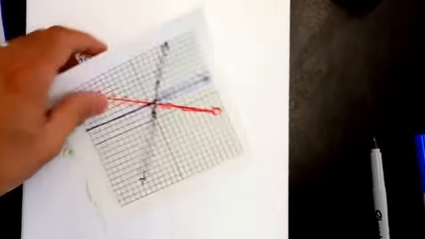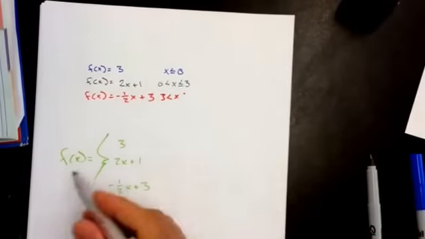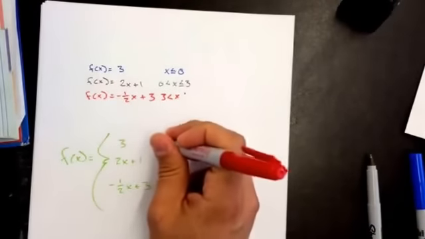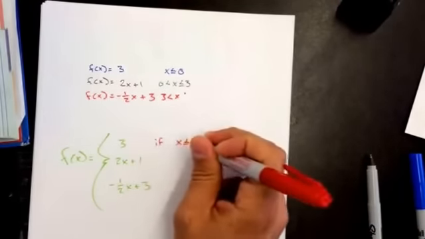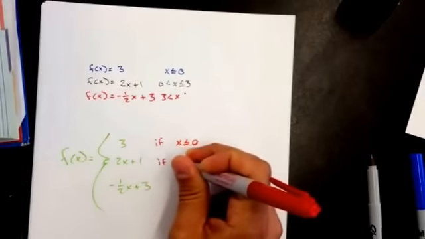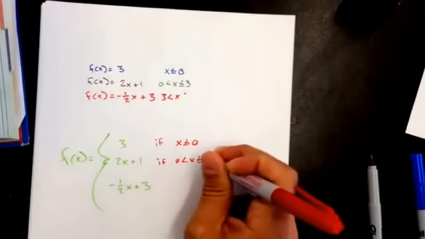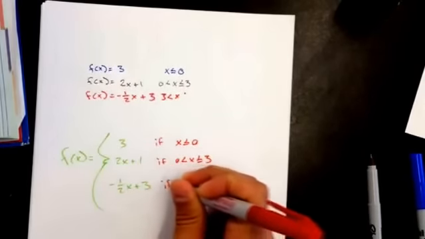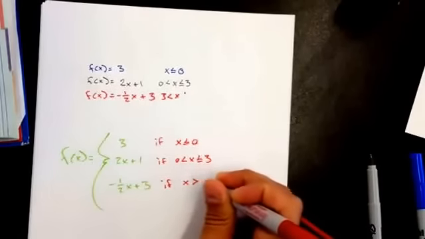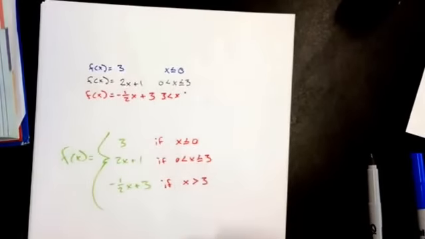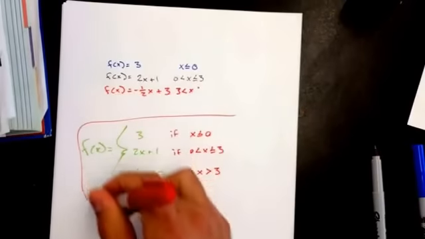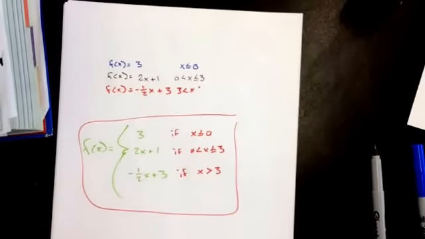So hopefully that clears it up a little bit. So what you would see here is if x is less than or equal to 0, if 0 is less than x is less than or equal to 3, if x is greater than 3. You would see something like this. So this would be the function rule that you would get, the piecewise function, okay?